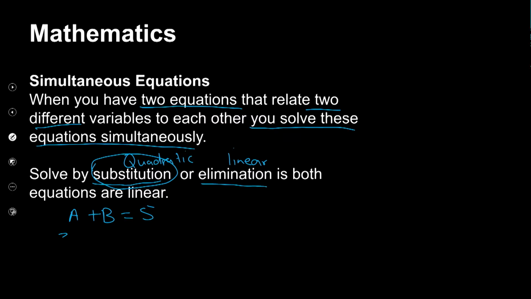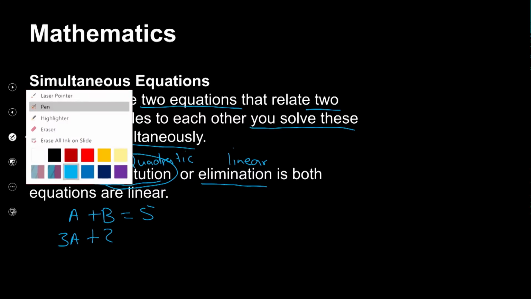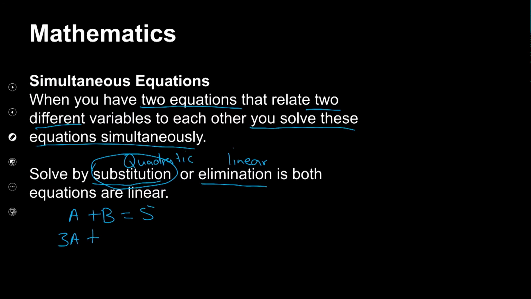And I have 3A plus, actually let me not use 2B, let me just use B, plus B equals to 8. These are linear equations because the exponents here are all 1. The A has an exponent of 1, B has an exponent of 1, even with the other equation. So I can just use the elimination method here, right? So I will use the elimination method.